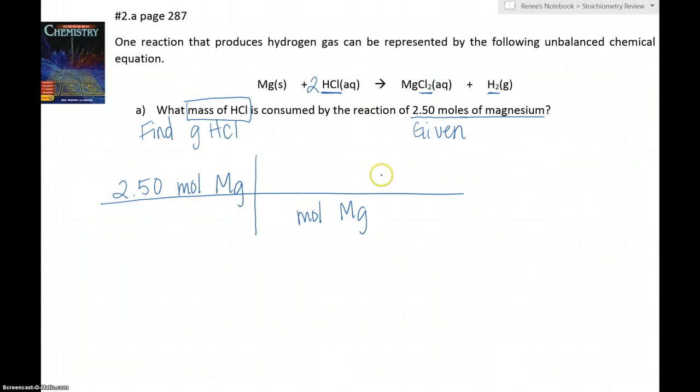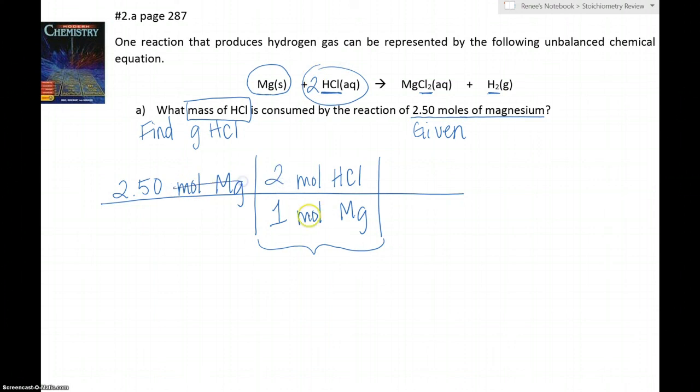This is that transition step, so we're going to put what we need to find on top, moles of what we're trying to find. We're trying to find hydrochloric acid, so moles of hydrochloric acid. And again, whenever we do this transition step, we always pull the number in front of moles from the balanced chemical equation. So in front of magnesium, there's a 1, and in front of hydrochloric acid, we have a 2.